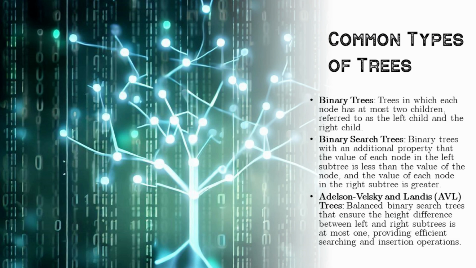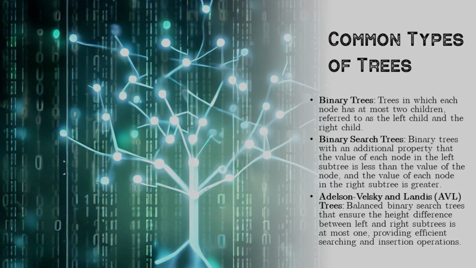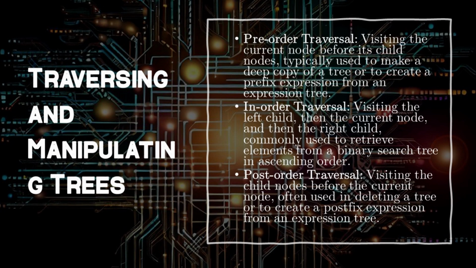Common types of trees. There are several common types of trees, including binary trees, binary search trees, and balanced binary search trees. Binary trees have at most 2 child nodes for each parent node. Binary search trees maintain a specific order property, where nodes in the left subtree are smaller and nodes in the right subtree are greater. Balanced binary search trees, such as AVL trees, ensure that the heights of the left and right subtrees are balanced.